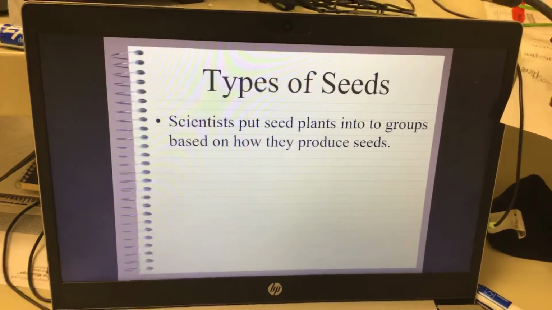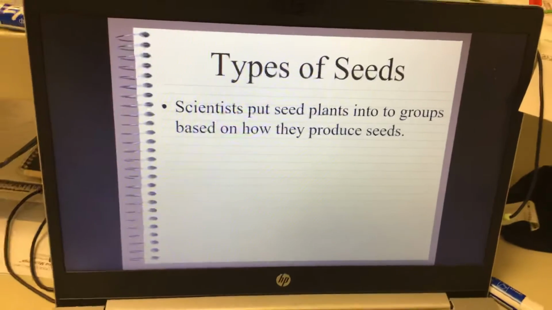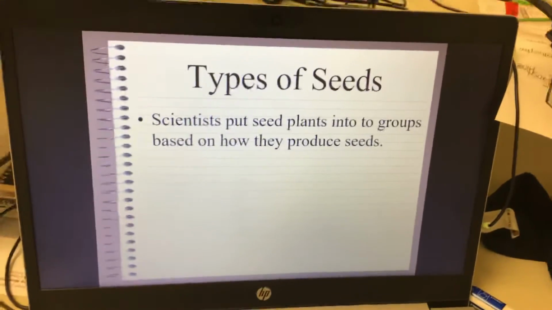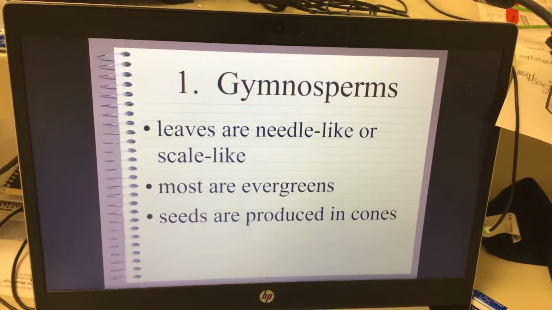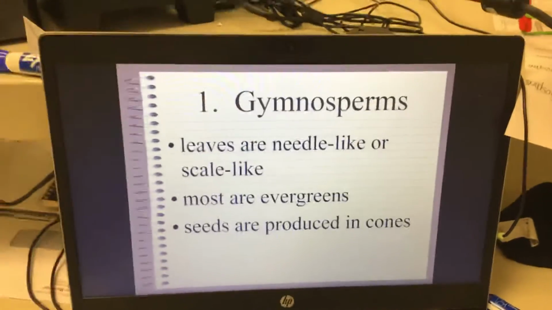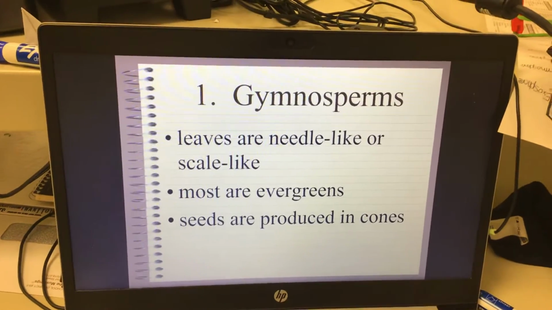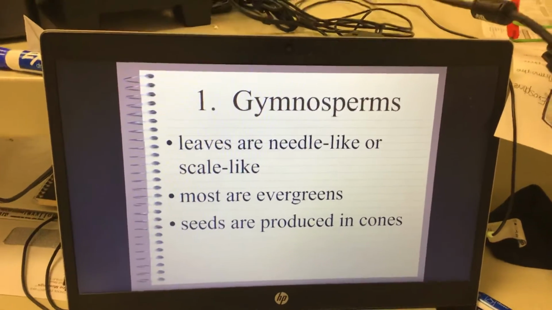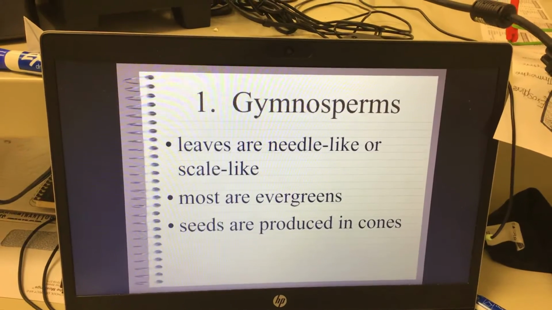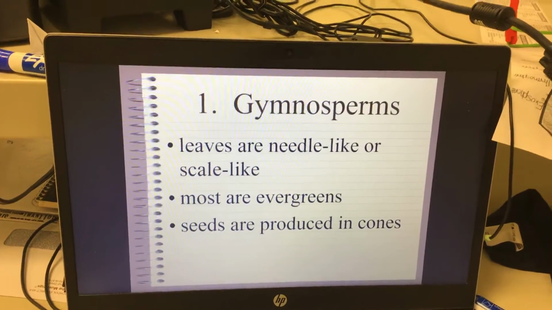You don't need to write anything, but we're going to put plants into groups based on how they produce seeds. I do want you to write this down. Gymnosperms, and all 3 bullets there. If I'm going too fast, just pause it. But gymnosperms have leaves that are needle-like or scale-like. Most are evergreens, and the seeds are produced in cones.